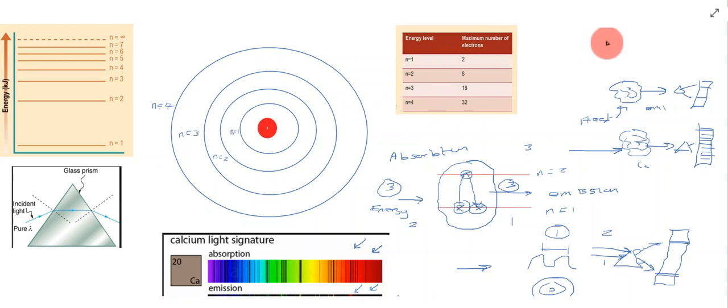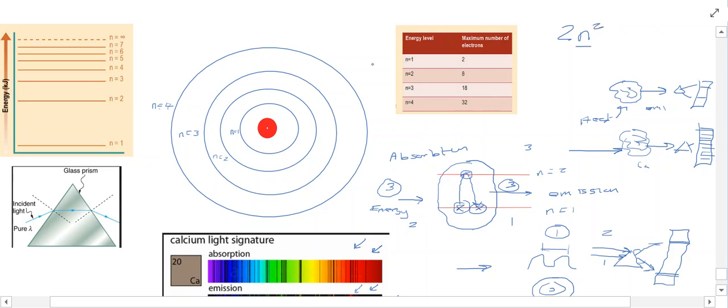So he used this simple formula: 2 times n to the power of 2, where n is the energy level. So for example, 2 times 1 to the power of 2 is equal to 2. So that's this first one here. So in the first energy level, imagine this is our energy level, I can have 2 electrons within this energy level.